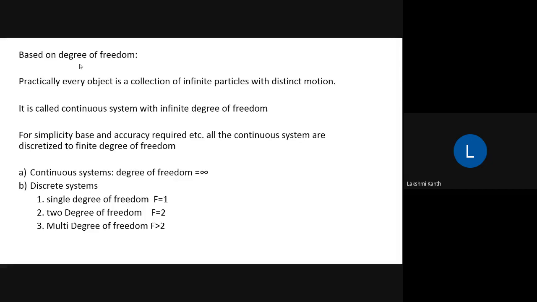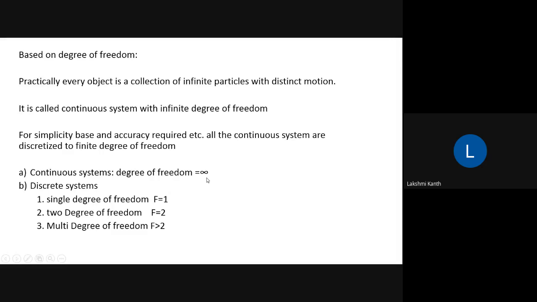To describe a system, the minimum number of independent coordinates are the inputs that the system needs. That comes from the degree of freedom. Based on the degree of freedom, there are two classifications: one is the continuous system, another is the discrete system. For a continuous system, our degree of freedom is infinity.